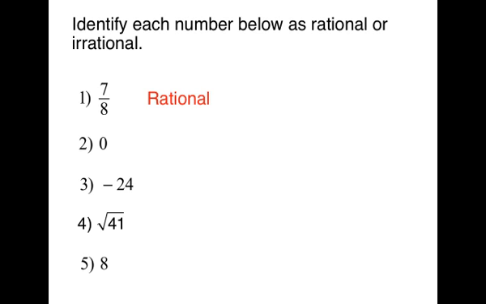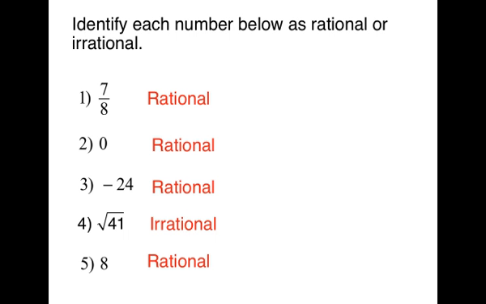Number 2, 0. That's a rational. We can write that as a fraction as 0 over 1, or 0 over 2, or 0 over 100. It just says we have 0 parts of a fraction. Number 3 is an integer, therefore it is a rational number. Number 4, square root of 41. 41 is not a perfect square, so that's irrational. Number 5, we have 8. We can put that as 8 over 1, which makes it a fraction, so it is rational.